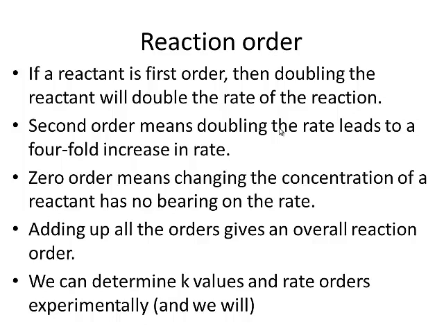What the order means is if a reactant is first order, then doubling the reactant's concentration will double the rate of the whole reaction. If it's second order, it means that doubling the concentration of one of them leads to a fourfold increase in the rate. You can have a zero order reaction, which means that if you change the concentration of a reactant, it doesn't change the rate at all. And when you add up all the orders, it gives the overall reaction order, so you can figure out then if you doubled everything, what would that do to the rate.